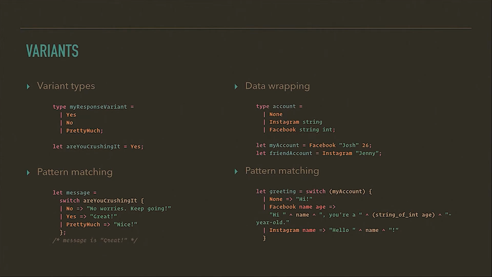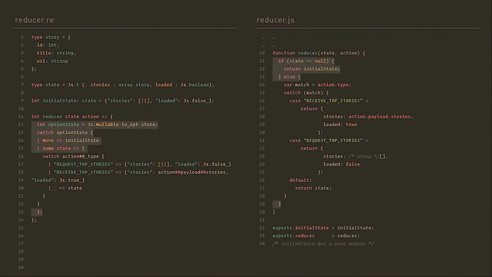So the best way to handle null or undefined in a JavaScript file is not to use an if statement or try and cast the state variable to a Boolean. I think you can do that, but it's a bit messy. The more idiomatic way of doing this would be to use the variant system. And luckily, BuckleScript gives us a system just like this. So you can see on line 12, we're taking that state and passing it into a function called Js.Nullable.toOpt.